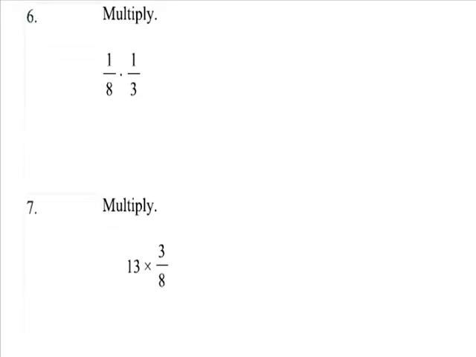Number 6, multiply the tops. 1 times 1 is 1. Multiply the bottoms. 8 times 3 is 24. So 1/8 times 1/3 is 1/24.